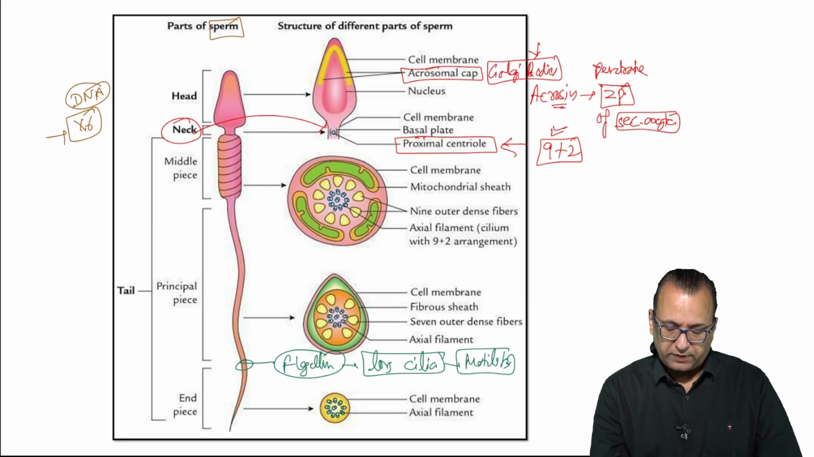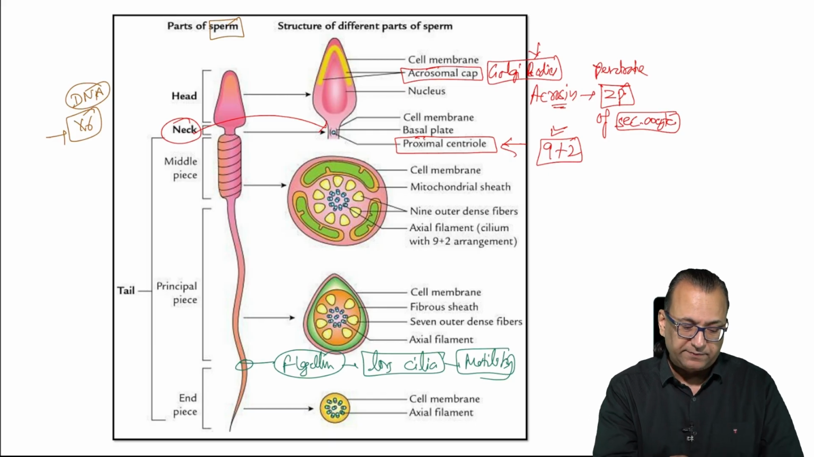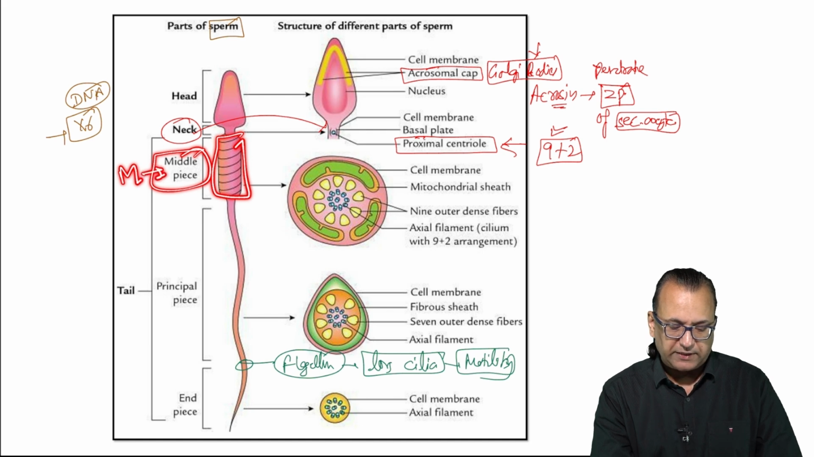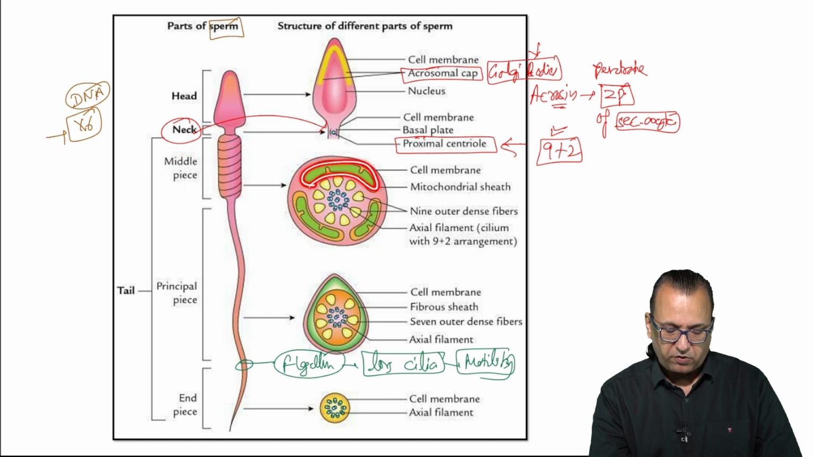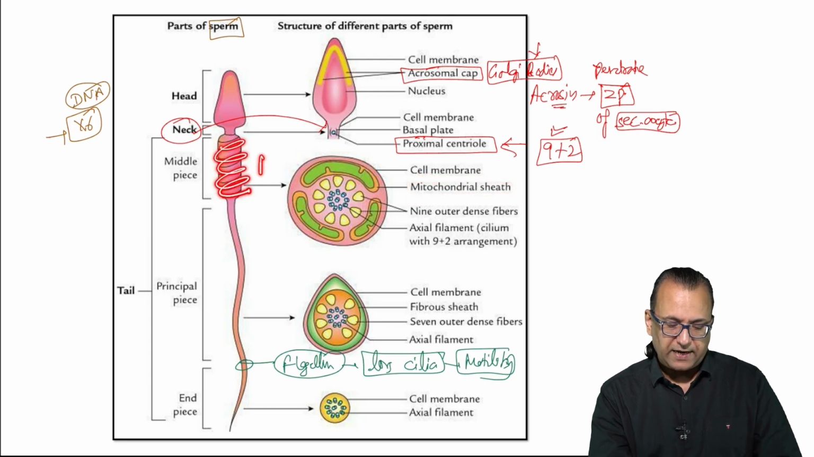Now you will find that sperm need energy, and energy is given by the mitochondria in the middle piece, M for M: mitochondria in the middle piece. They are arranged spirally, a spiral arrangement of mitochondria. So this is the mitochondrial sheath. As you know how to draw the mitochondria, they will have those cristae. So spirally arranged mitochondria give energy, M for M, mitochondria in the middle piece.